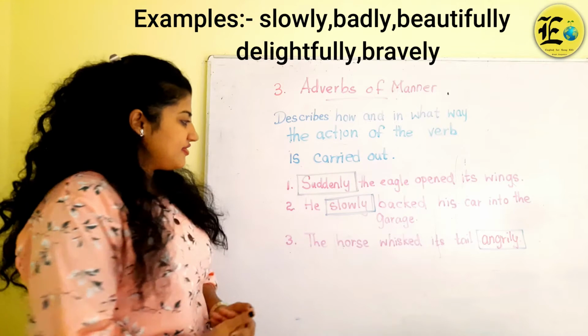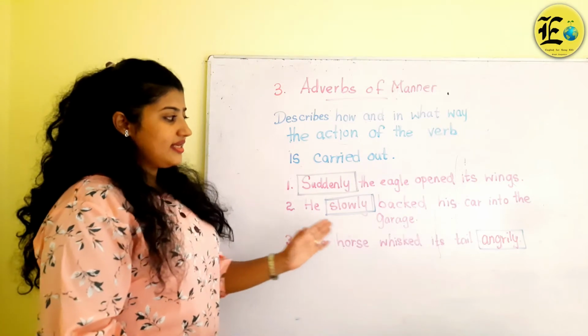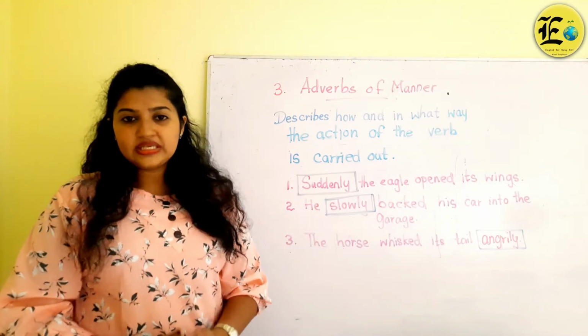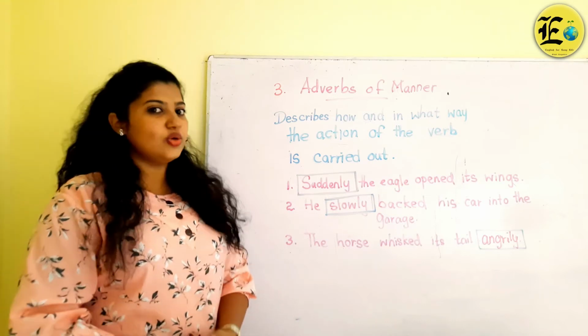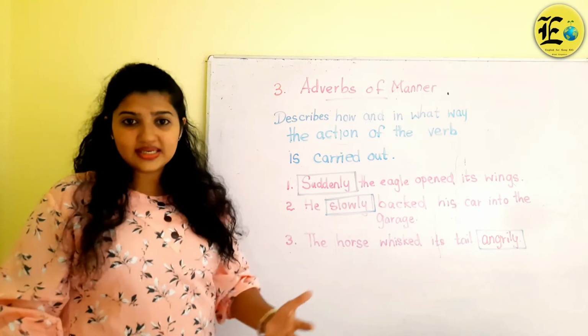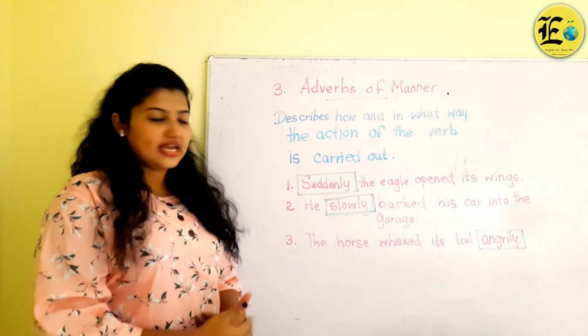So here we have the first example: suddenly the eagle opened its wings. So how did the eagle open its wings? It was suddenly, so it describes the manner of the action.